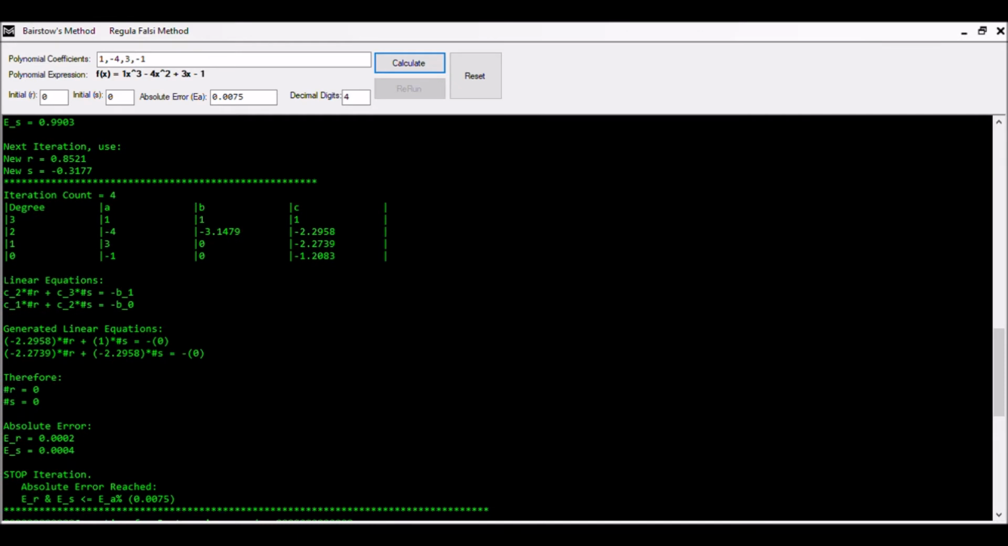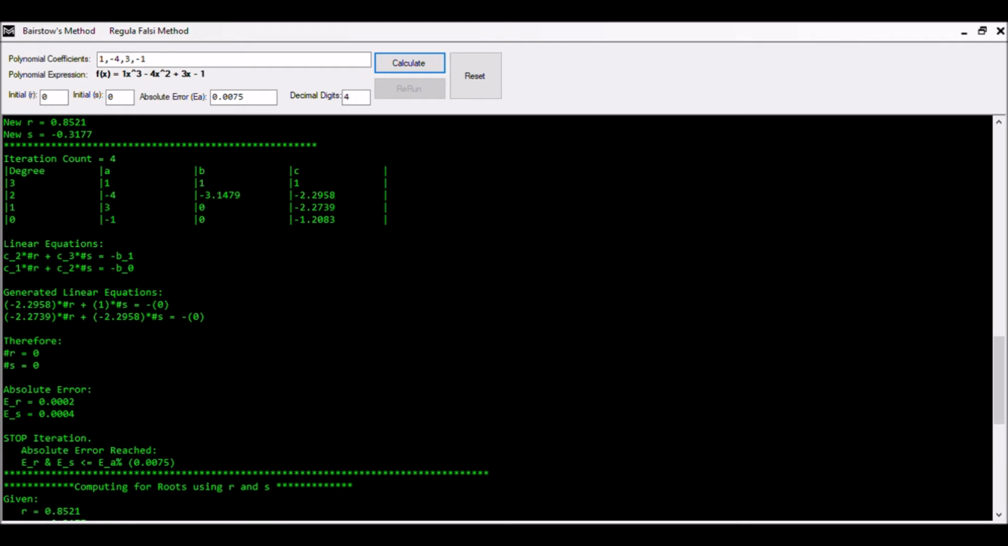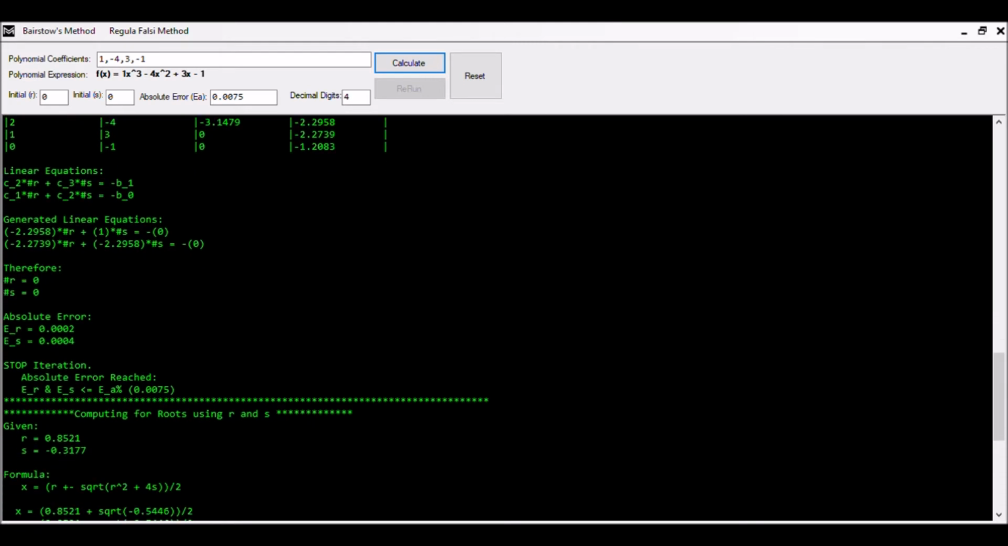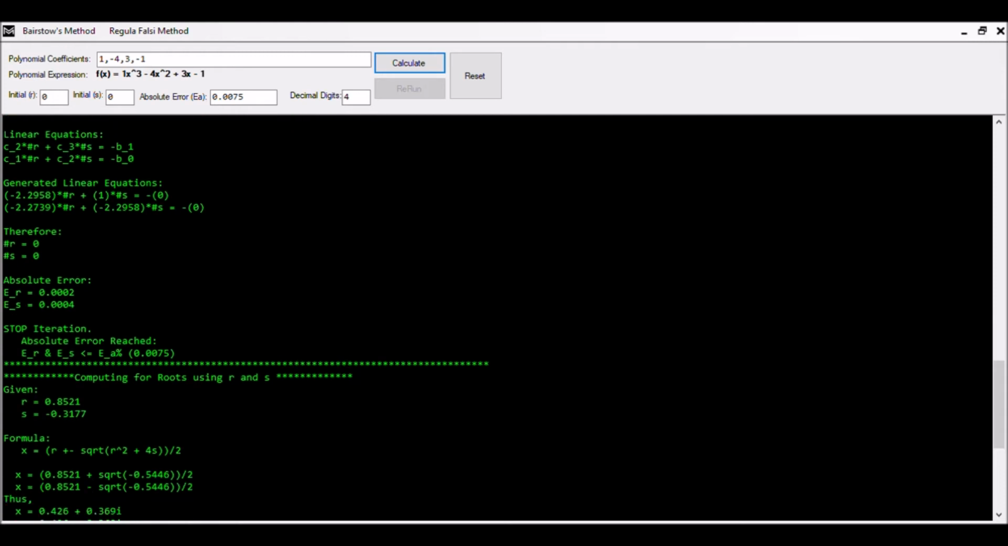So we generated the linear equation, as you can see here, and then we get the value for the changes of R is equal to 0, and the value for the changes of S is equal to 0. We then get the absolute error for the value of R is equal to 0.0002, and the absolute error value of S is equal to 0.0004. As you can see here, we stop the iteration because we already reached the terminating condition, which is 0.0075, which is the absolute error value.